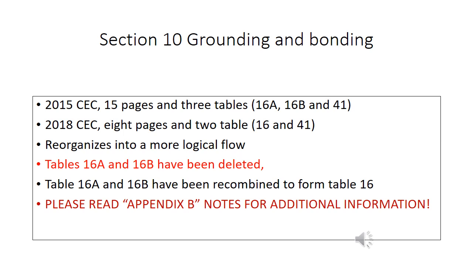A small overview on Section 10. In the prior 2015 Canadian Electrical Code, Section 10 consisted of 15 pages and 3 tables. The 2018 Canadian Electrical Code has been reduced to 8 pages, and technically it's 1 table, so that's Table 16. Table 41 has actually been amended and applies to mobile homes, Section 70.